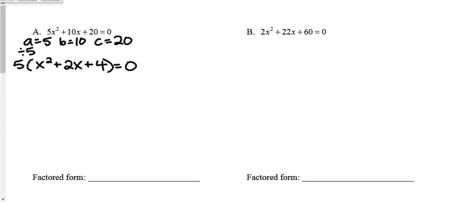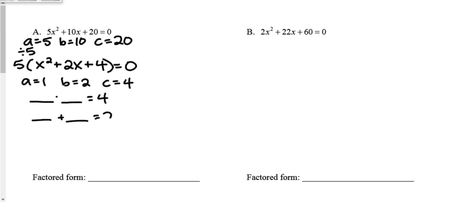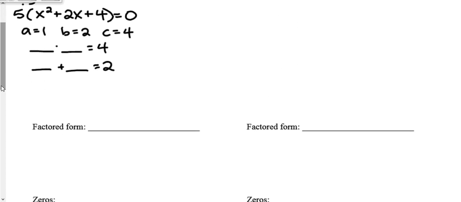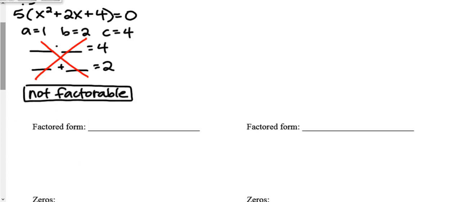So from here, what we're going to do is identify our new A, B, and C. And then we're going to go through our process. So two numbers that multiply to give you A times C, which is 4. Two numbers that also add to give you 2. So two numbers that multiply to 4 but add to 2. There are actually no numbers that meet that criteria. So the purpose of this problem is to show you that there are problems that are not factorable, which is why we show you complete the square and also quadratic formula, because those always work. This one was not factorable.